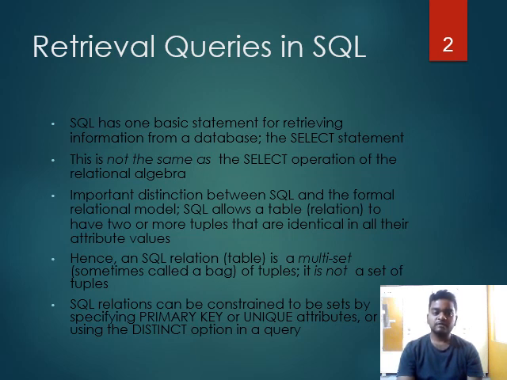An important difference between SQL and the formal relational model: SQL allows a table to have two or more tuples that are identical in all their attribute values. Hence, an SQL relation is a multi-set of tuples, not a set of tuples. SQL relations can be constrained to be sets by specifying a primary key or unique attributes, or by using the distinct option in a query.